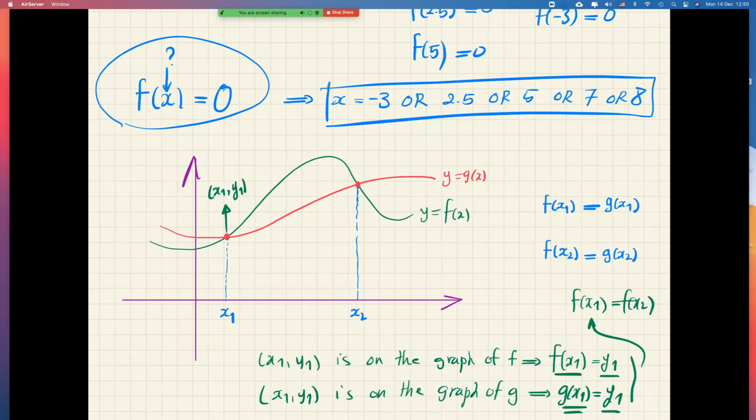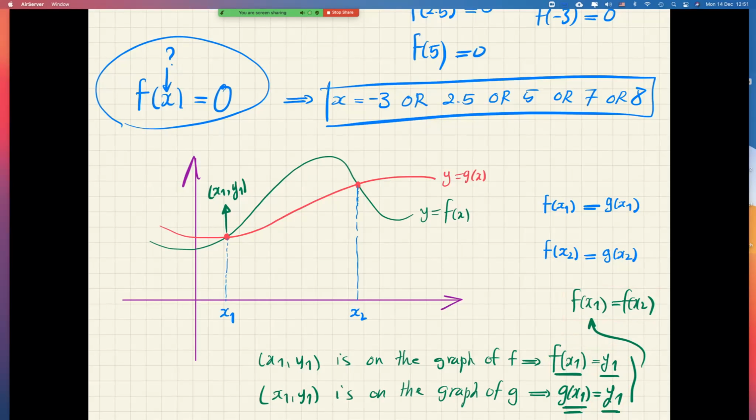Yes. So if you have the intersection points for the graph of two functions, you immediately realize, because this point lies on the first graph, I can write this. The same point lies on the second graph as well, so I can also write this. But because y1 is the same quantity, and this one is equal to y1, this one is also equal to y1, it means that these two have to be the same. So I can immediately conclude this one.